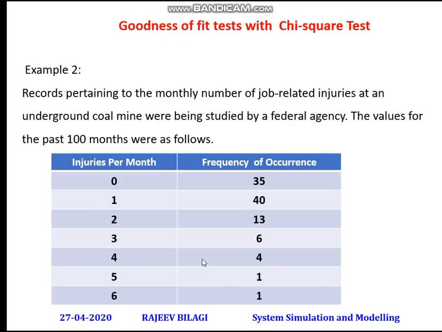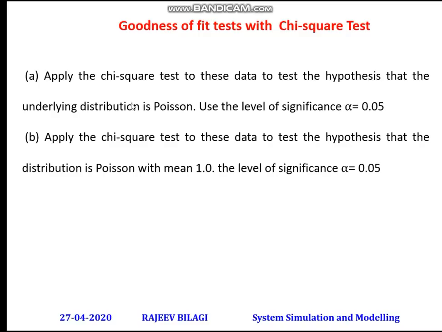Now to make it more understandable, we'll consider one more problem. So here, to test the data that the underlying distribution is Poisson, and the level of significance is 1. And the same question, but here the mean is equal to 1.0. So now in the second case, he has only given the mean value as 1.0. You need not worry, directly you can take alpha is equal to 1.